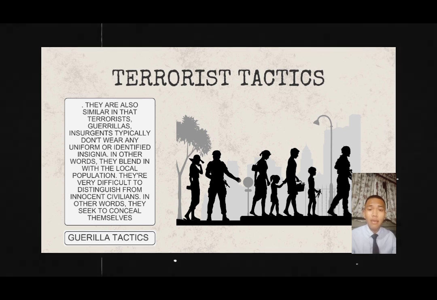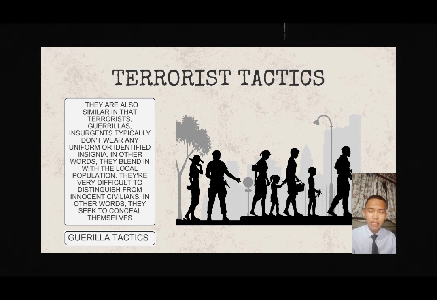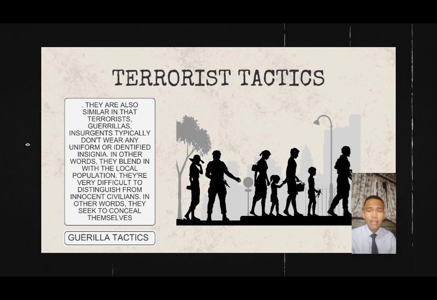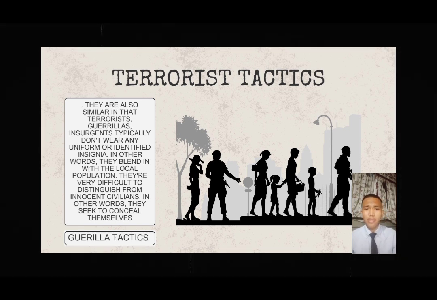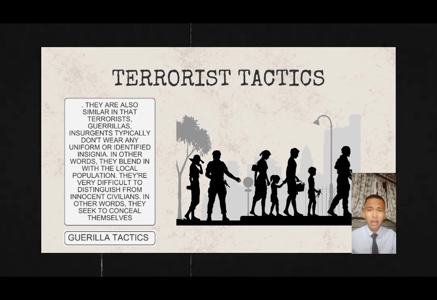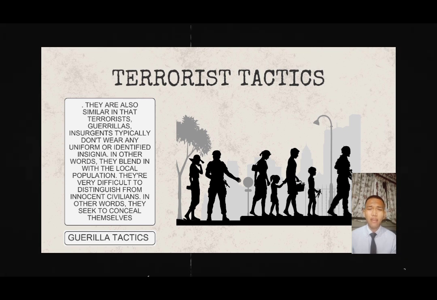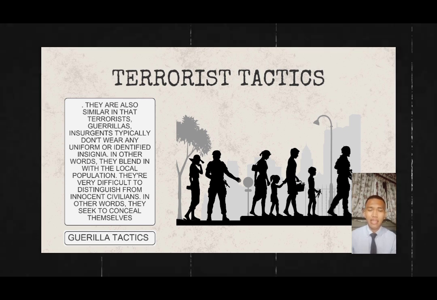Let's go to the next tactics that terrorist groups have been using, what we call guerrilla tactics. Insurgents, typically these terrorists, don't wear any uniform or identifying insignia. In other words, they blend with the local population and are very difficult to distinguish from innocent civilians. They seek to conceal themselves, and they have reasons behind this tactic. One reason is to execute their surprise attacks.